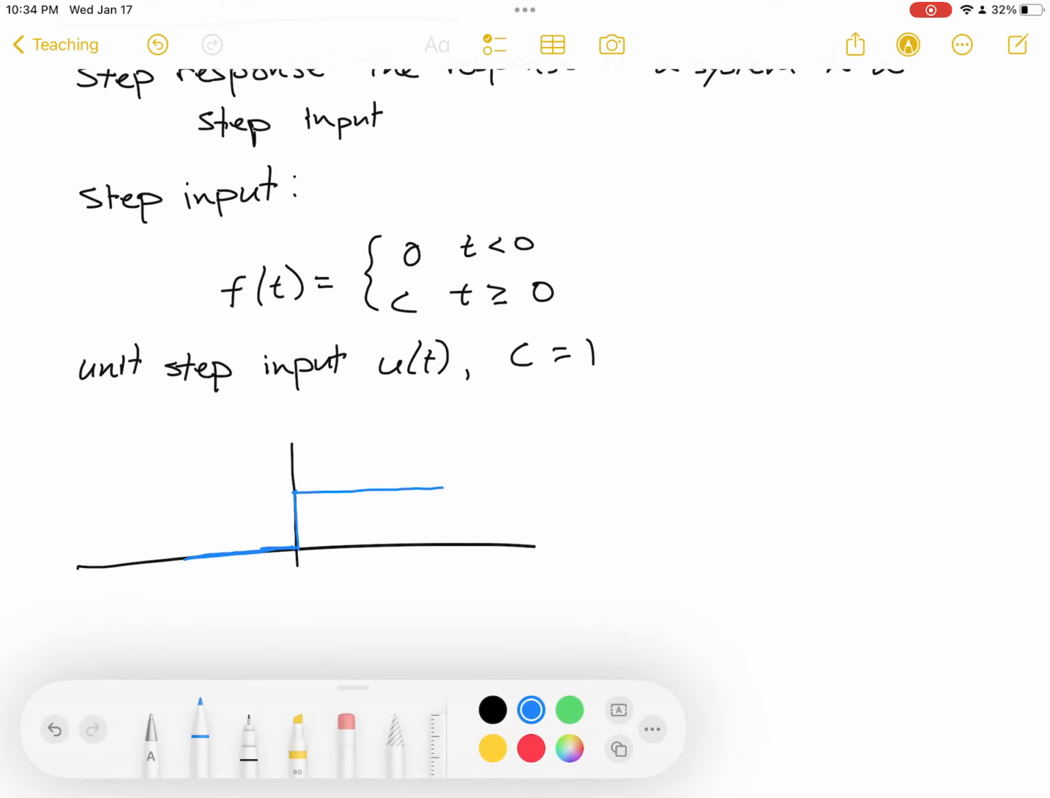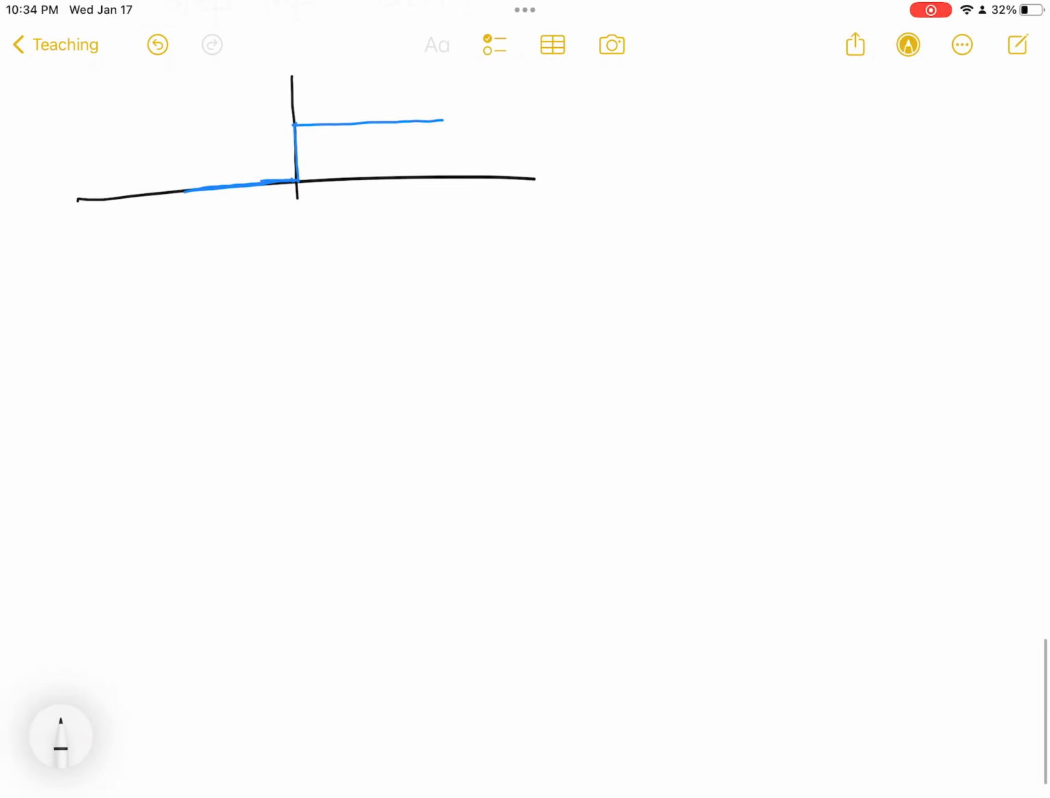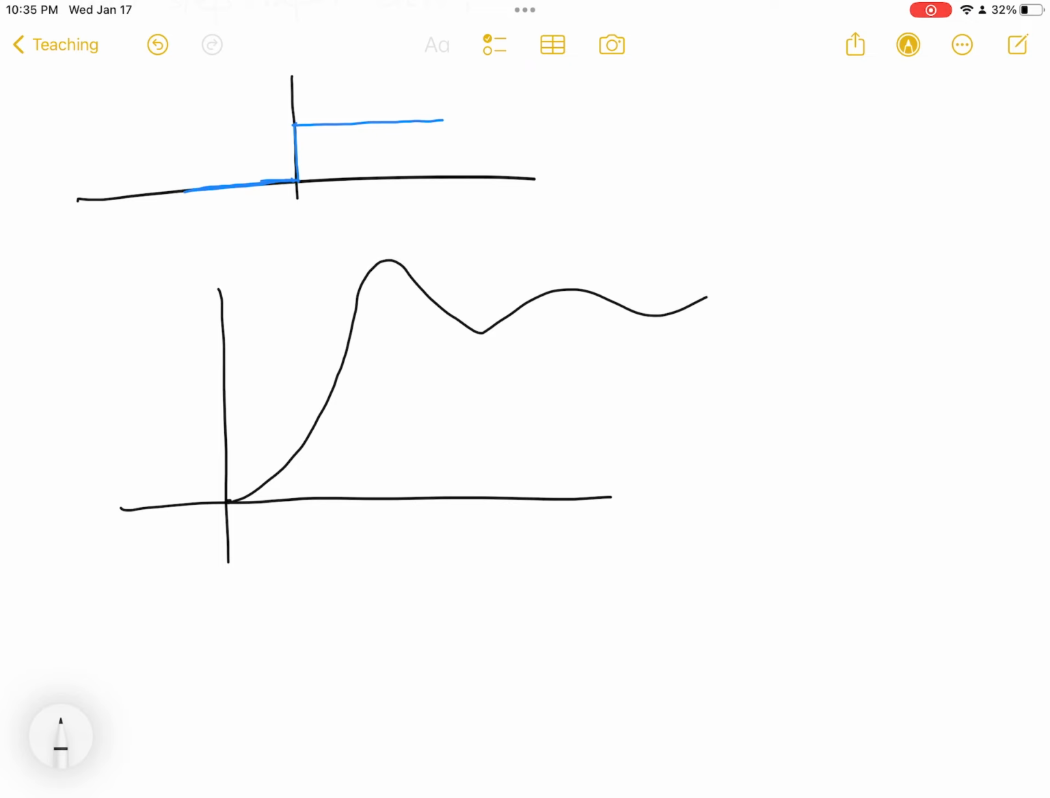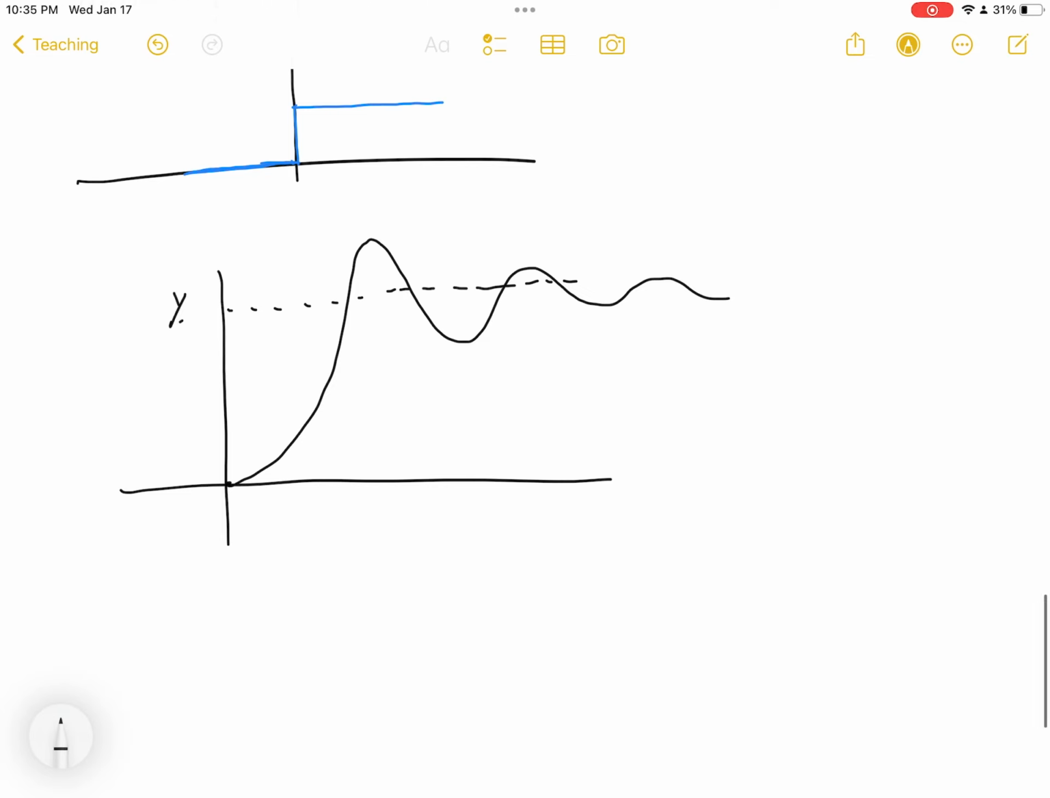And so a step response is often going to look something like this, where you start at 0, and then the system will respond and go up, and then begin to oscillate around some equilibrium point. I'll go ahead and redraw that because that wasn't a very good drawing. That's better. So the system starts to go up and then starts to oscillate around some equilibrium point that we'll note as y steady state.